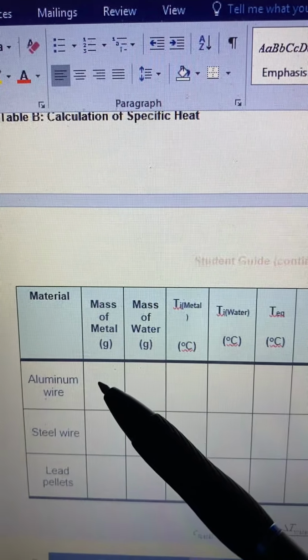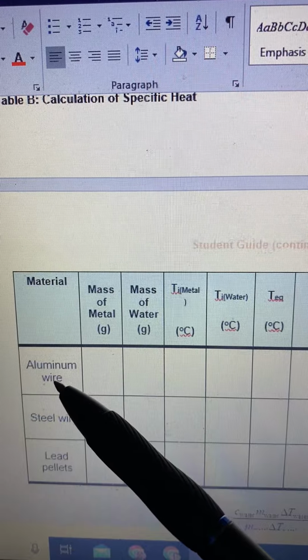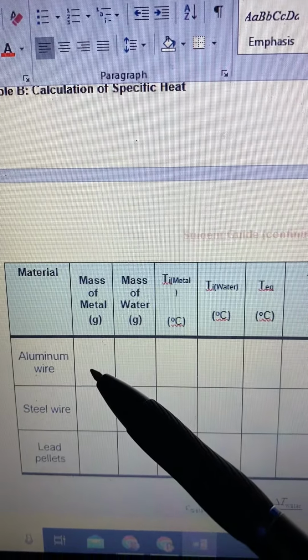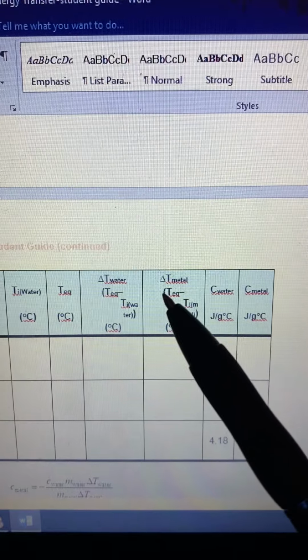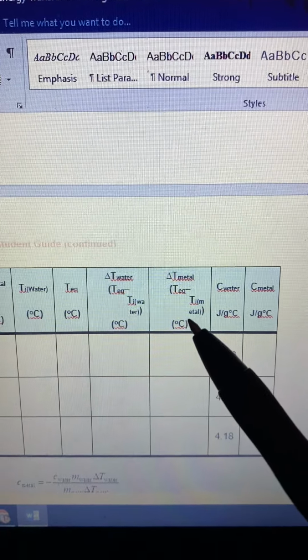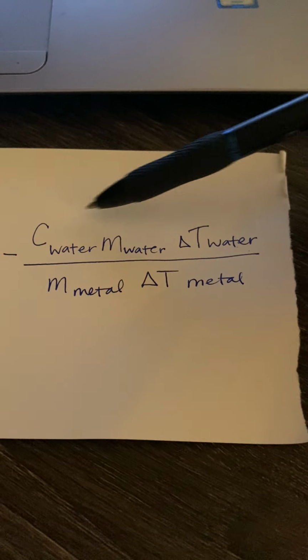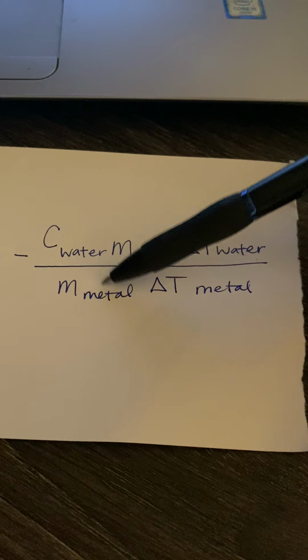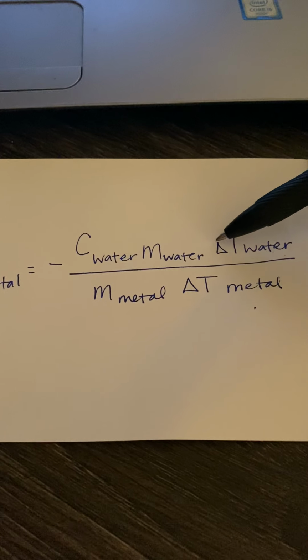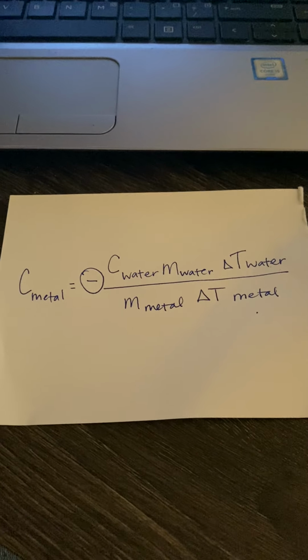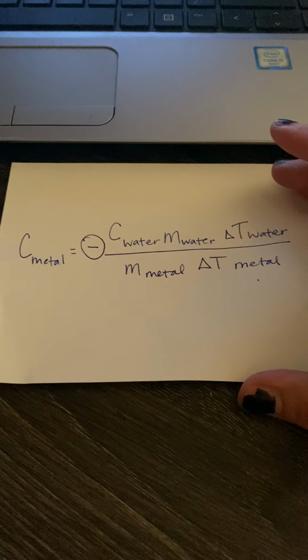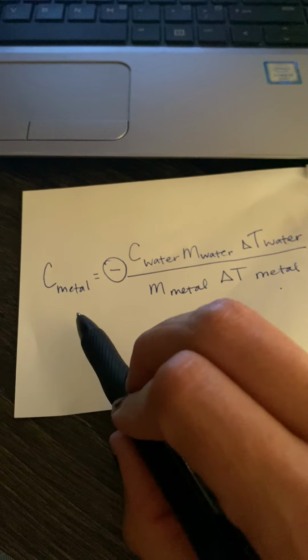And again, I'm just pulling those mass of the metal. So I'm going to calculate, for example, aluminum wire's specific heat. The mass of the metal, the mass of the aluminum wire, times the delta T of the metal. And again, to get that, I'm just going to take the temperature at equilibrium minus the initial temperature. So I'm going to multiply these three numbers on top. I'm going to multiply the two numbers on the bottom. I'm going to divide the top by the bottom, and my goodness, please do not forget this guy. Then I'm going to put a negative in front of the number. And so that's going to give me the specific heat of the metal.